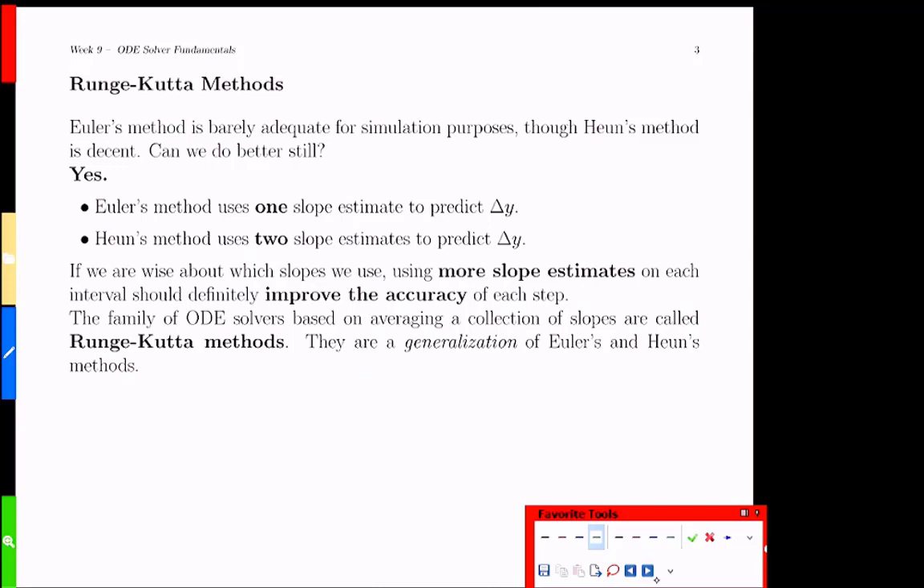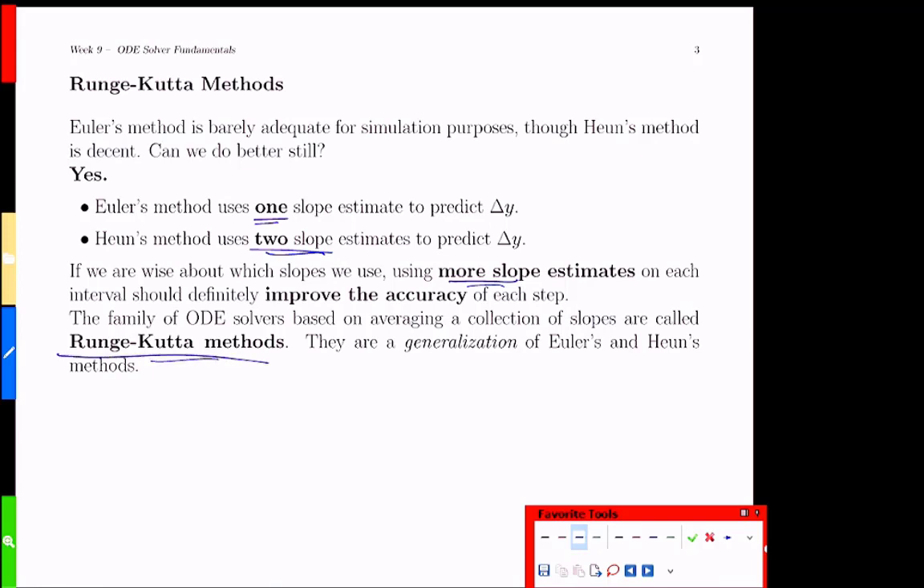Now, as we saw with the left-hand rule and then the trapezoidal rule when we looked at numerical integration, there are other ways to do this kind of numerical differential equation solving, or calculating slopes. If you look at the pattern, we used one value to estimate the slope for Euler's method. We used two slope estimates when we did Heun's method, and presumably if we used more, we would get even less error as we go through this.